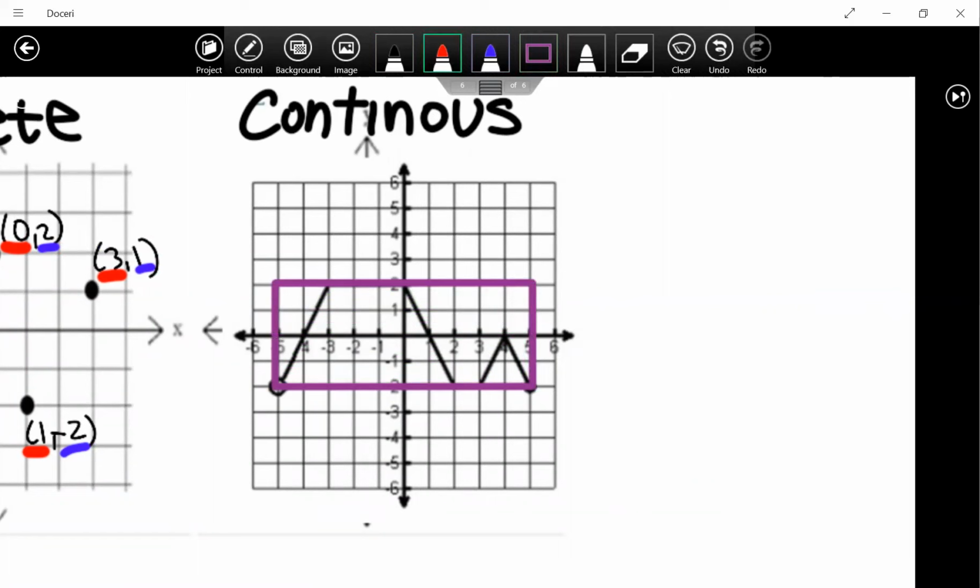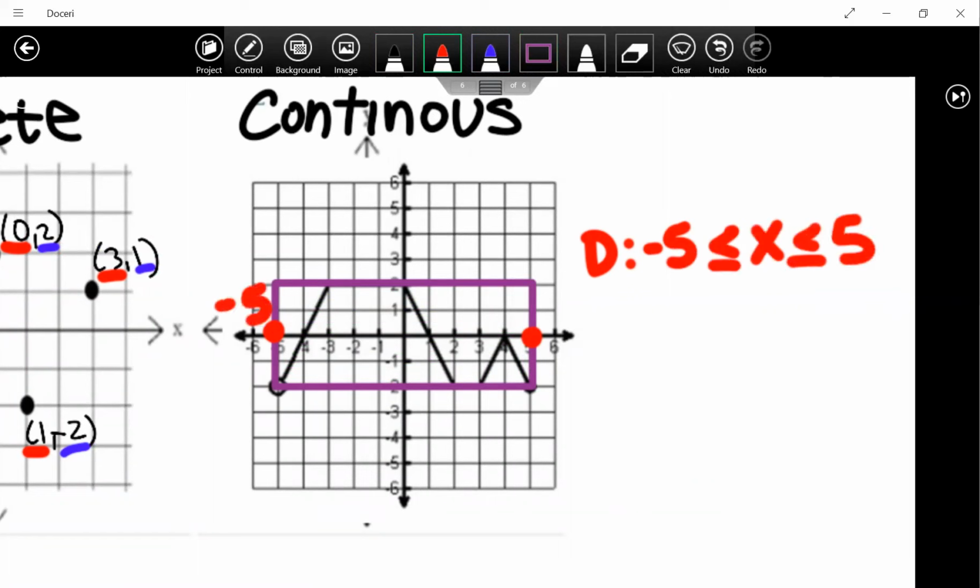We're going to look at our farthest left point, our farthest right, our domain. Since it's continuous, it's written differently. We're going to go -5 is less than or equal to x, which is less than or equal to 5, okay? -5 here, 5 over here, so that's where we're getting our values. Lowest one right here for our y, or our range, will be -2, and the highest is 2. So we're going to write our range as our lowest number, -2 is less than or equal to y, less than or equal to 2.